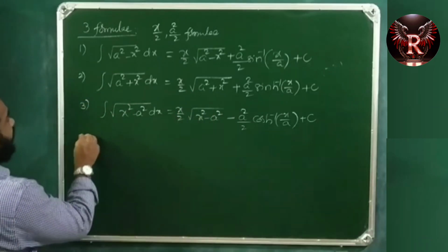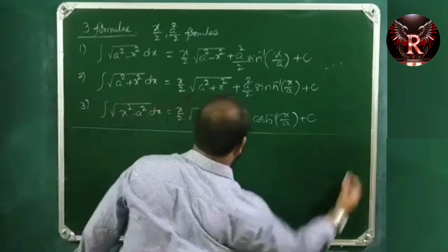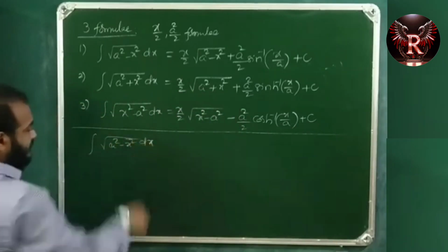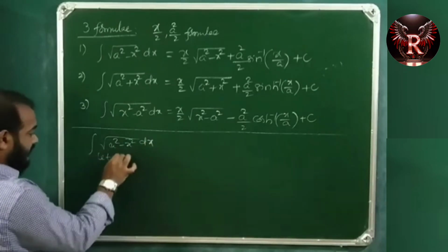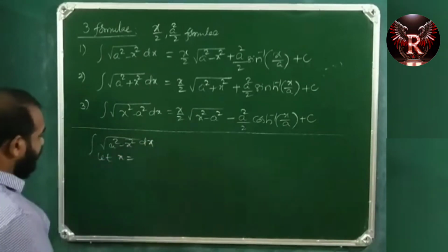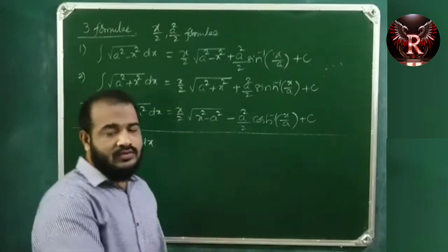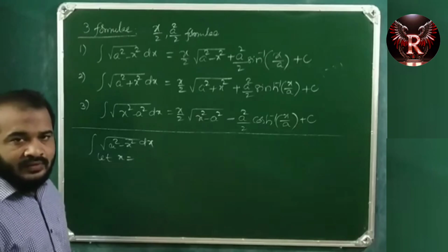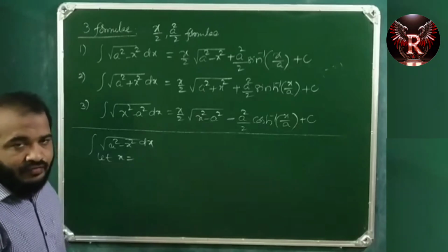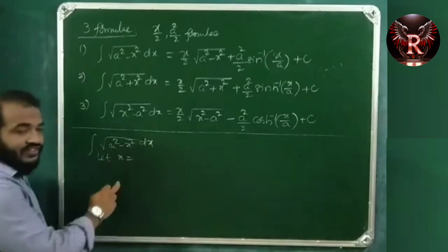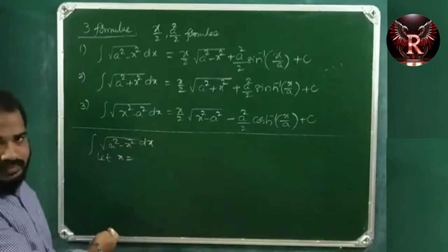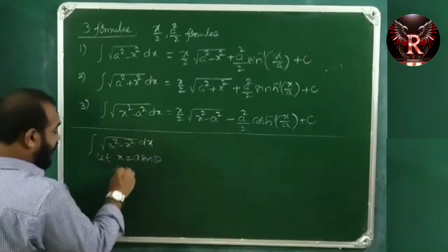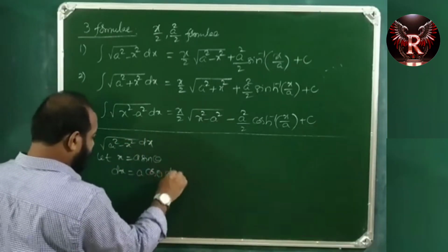So the first one, integral root of a square minus x square dx. Let x equal to, what did we take before for proving integral 1 by root of a square minus x square dx is sine inverse x by a plus c? We took x equal to a sin theta. The same concept is applicable here also. So I take x equals a sin theta. Differentiating, we get dx equals a cos theta d theta.